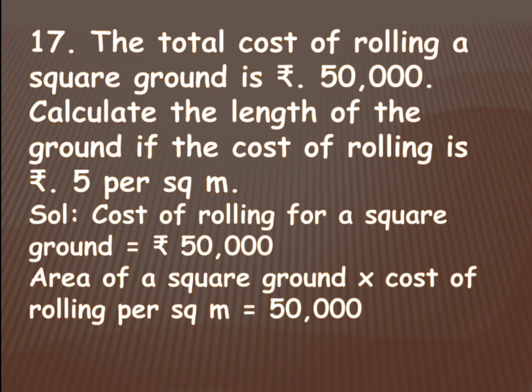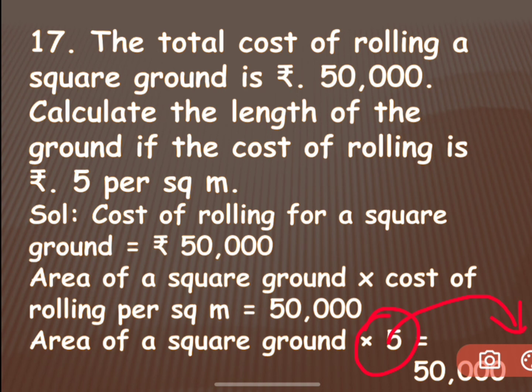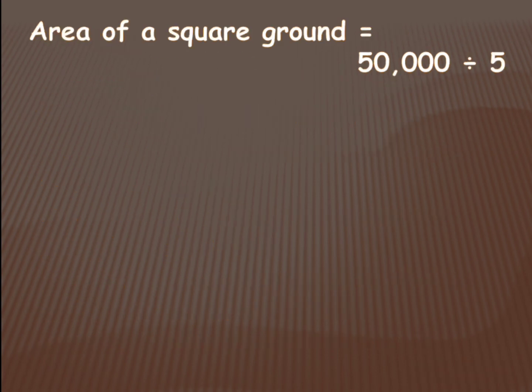Okay, now cost of rolling per square meter is 5 rupees, isn't it children? So area of a square ground into 5 is equal to 50,000. Now here it is multiplication here, isn't it children? Here it is multiplication. So we have to bring it to the other side of the equal to. So when multiplication is moved to the other side of the equal to, what it becomes? It becomes division, isn't it? So area of a square ground is equal to 50,000 divided by 5. Okay, so let's do the division.